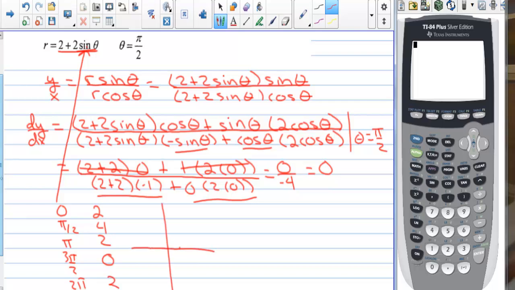So let's graph this. 1, 2, 3, 4, 1, 2, 3, 4, 1, 2, 3, 4, and 1, 2, 3, 4. So at 0, we're at 2. At pi over 2, we're at 4. At pi, we're at 2. At 3 pi over 2, 0. And at 2 pi, we're back to 2. So the graph looks something like that. And what we found out is the slope of the tangent line at pi over 2 should be 0. And in fact, it is right there.